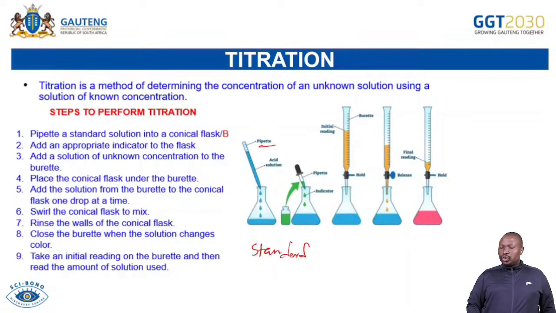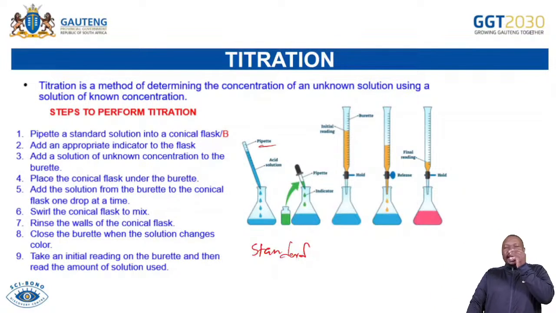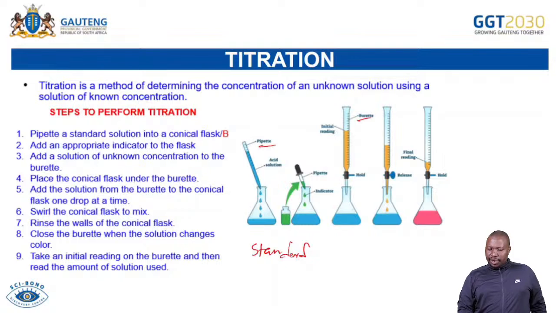And then you must be able to use an indicator that will show you when we reach the end point. Remember, at the end point, the indicator will change color. And you have the burette there, and you have your conical flask that you are using there. Sometimes we say Erlenmeyer flask, and you are able to titrate, which means in this case you are having an acid in one and a base in the other. Then you have the indicator.